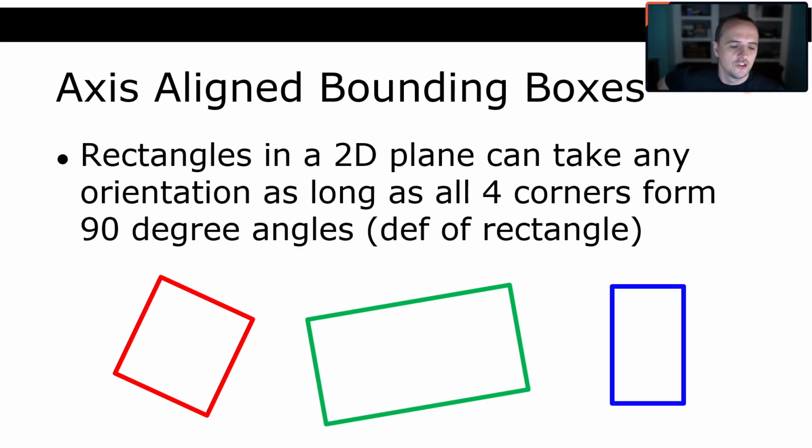Okay. So I talked briefly in the intro slide about axis-aligned bounding boxes. So what the hell are they? They're also called AABB. Rectangles in a 2D plane can take any orientation, right? Basically, the only definition of a rectangle is that it has 4 sides and the 4 internal angles are all 90 degrees. So the definition of a rectangle doesn't mean that it has to be straight. Only the sides have to be perpendicular to each other. So this is still a rectangle. This is still a rectangle. This is still a rectangle.